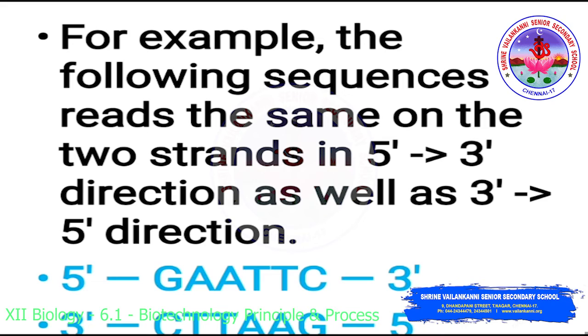For example, the following sequence reads the same on the two strands in 5' to 3' direction as well as 3' to 5' direction. So this will be like a palindrome sequence. Now here you can see the example. It starts with 5' guanine, adenine, thymine and cytosine, and ends with the 3'. And next here you can see the 3' CTTAG. So this will be called a palindromic sequence.